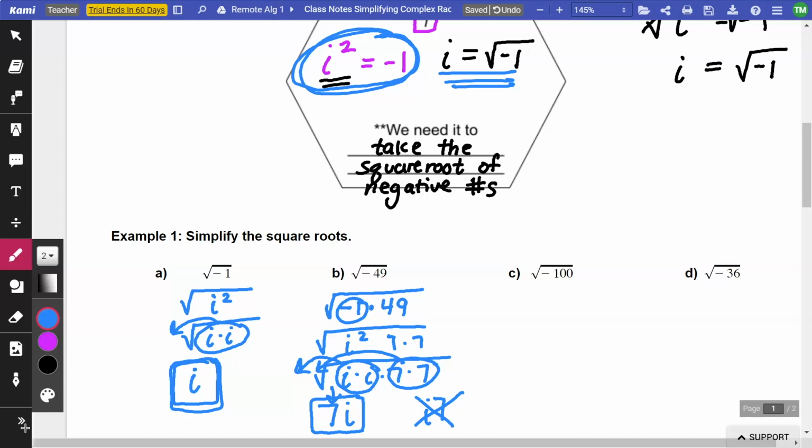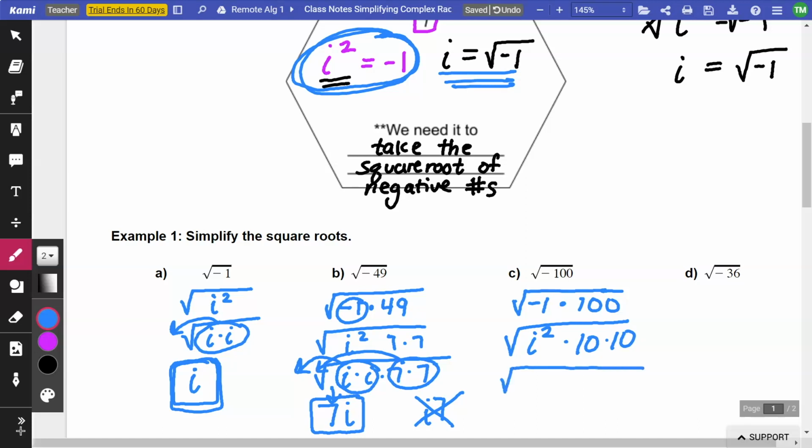And then why don't you press pause on the video and then press play when you're ready to check your work. We can rewrite the square root of -100 as -1 times 100. I can replace -1 with i squared, and then I can rewrite 100 as 10 times 10. I can rewrite i squared as i times i, times 10 times 10. So I have a group of 2 i's, a group of 2 10's. We're going to bring the i out in front, the 10 out in front, and we get 10i with nothing left under the radical.